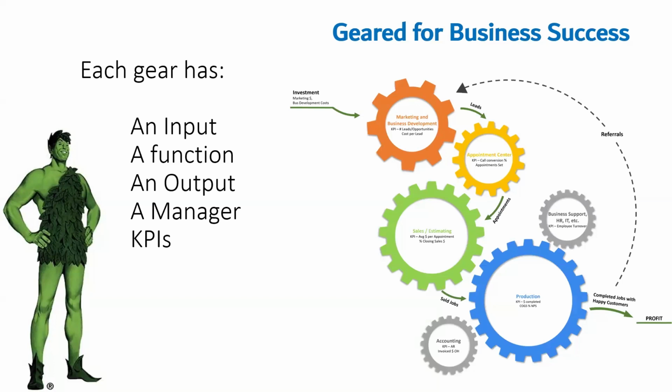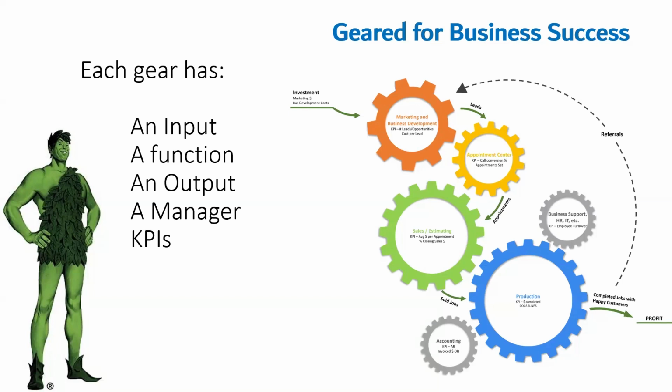From there, those sold jobs then go into the next gear, the production or ops gear. And this is where we do the work that our business does. And then when all that's done, out the bottom of our business comes completed jobs with happy customers and, of course, profit. There are a few other gears here that are support gears, and they do things like accounting and HR and IT, some things that are pretty important to make sure that the rest of the main line of the machine operates.